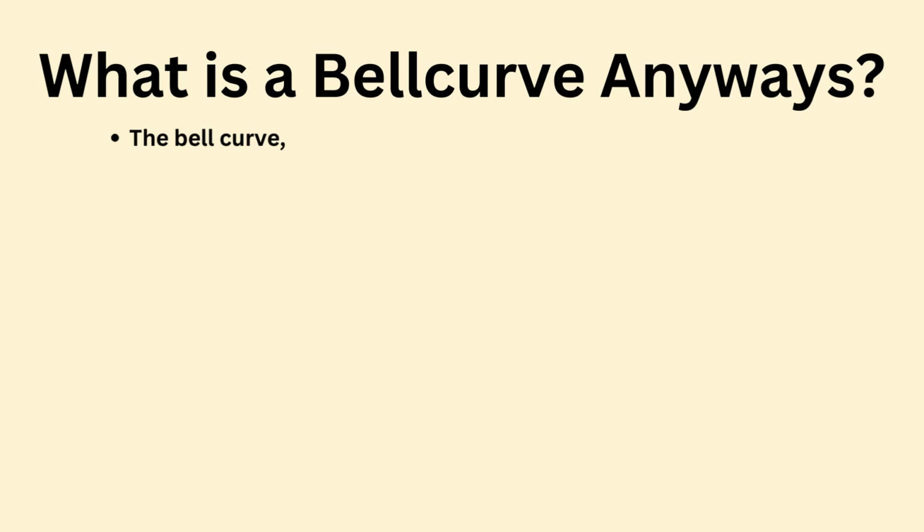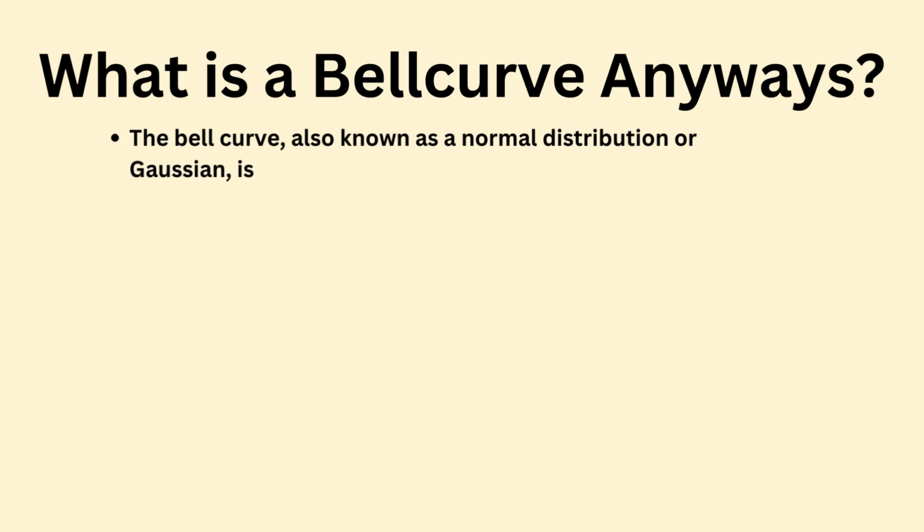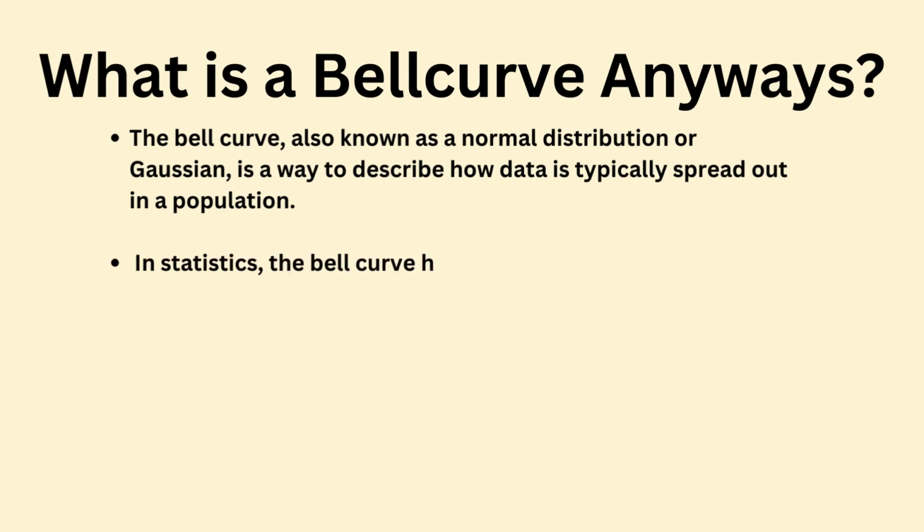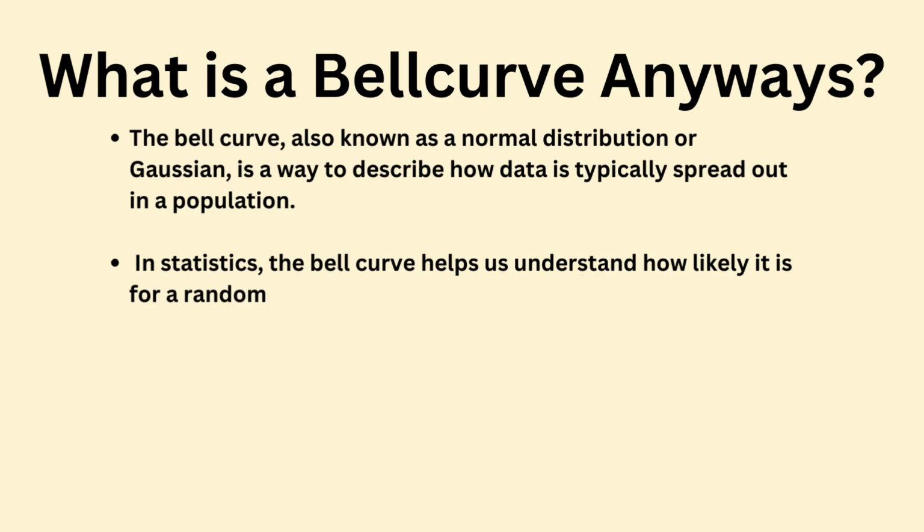What is a bell curve anyways? The bell curve, also known as the normal distribution or Gaussian, is a way to describe how data is typically spread out in a population. And the population is the sample population that you're looking at, okay? Because we can't literally observe the whole population, but we can take a sample of that and use that in representation data in research. In statistics, the bell curve helps us understand how likely it is for a random observation to fall within the different ranges.